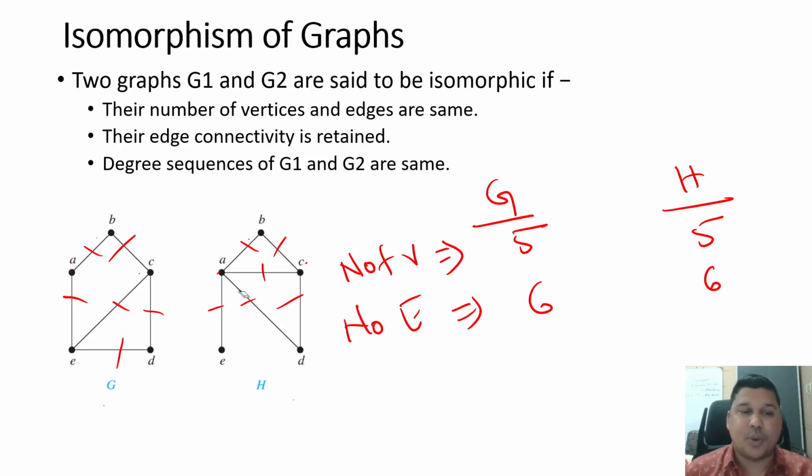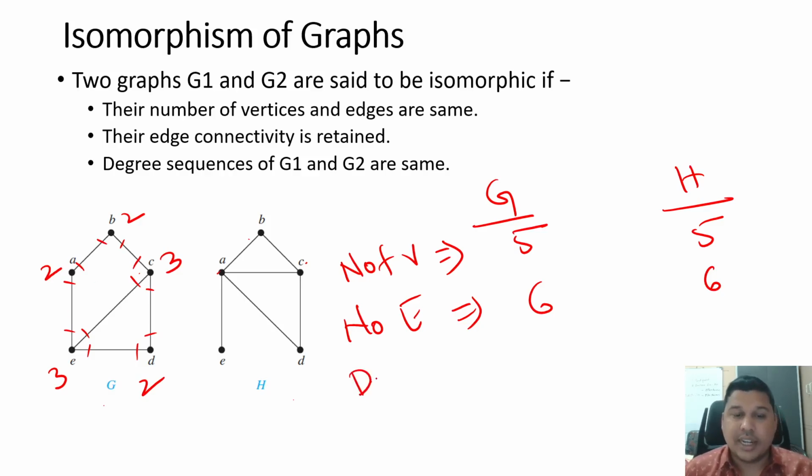Now look for the degree sequence. What is a degree sequence? First find out the degrees of each of the vertices, then write down the degrees in descending order. For A, the degree is 2 because it is incident with 2 edges. For B it is 2. For C it is 3. For E it is 3. And for D it is 2. So for the degree sequence of graph G, you find all the degrees of the vertices and then write them in descending order. That becomes the degree sequence. So first is 3, then 3, then 2, 2, 2.